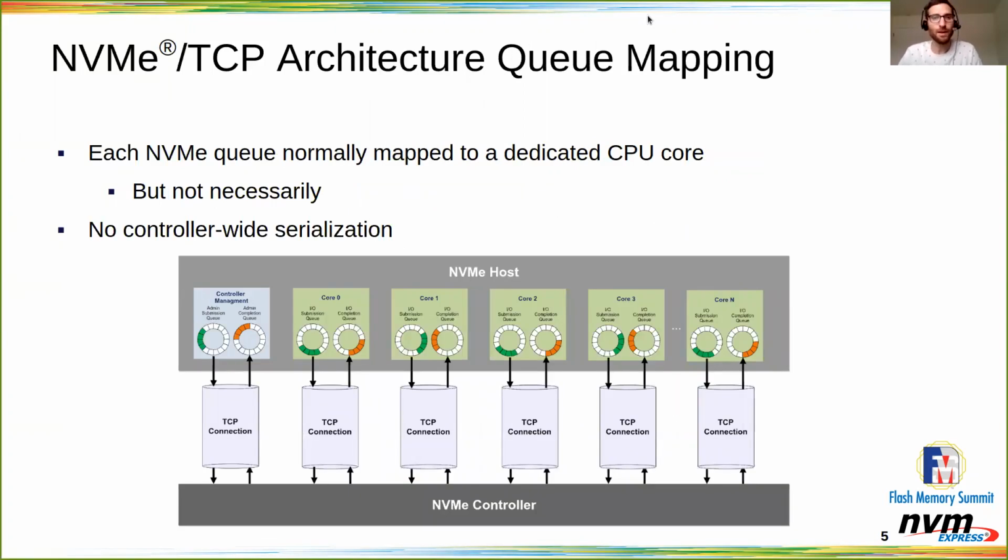Each of these queues is actually mapped to a dedicated CPU usually, but not necessarily. It could be more, it could be less. But the point is that there is no controller-wide serialization. Every queue is not dependent on a shared state with other queues, which makes it extremely parallel. The diagram here is a standard diagram that's been shown before about the set of queues. You have the admin queue between a host and the controller, and then a set of IO queue pairs, which are submission and completion queues. In NVMe TCP, each of these queues maps to a bidirectional TCP connection.